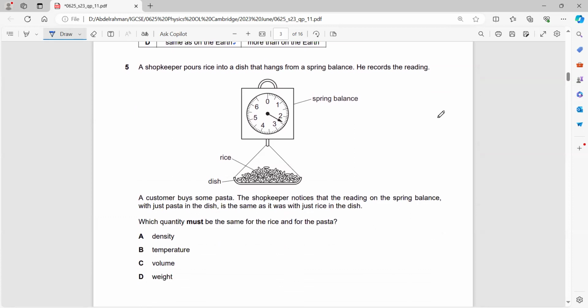A shopkeeper pours some rice. Which quantity must be the same for the rice and the pasta? When he poured some pasta, the customer buys some pasta, the shopkeeper notices that the reading on the balance is the same. So basically, which quantity must be the same? It has to be the weight. Why? Because this is the force pulling the spring balance down.